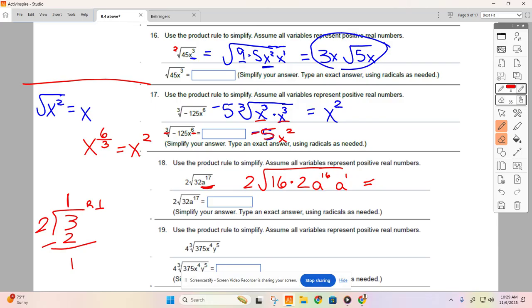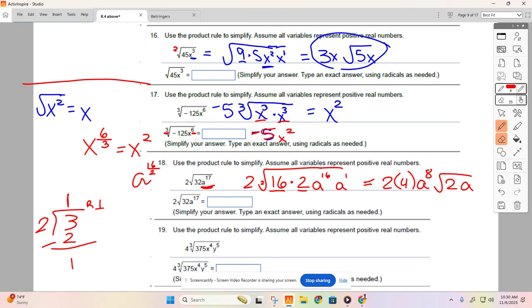Now when I take out, I have my 2 that's out here. The square root of 16 is 4. The number that's still left under the radical is 2. When I take a to the 16th power, what I'm really doing, and I'm going to go off to the side to show this, is dividing it by 2 because that's what root I'm taking. It's going to be a to the 8th on the outside, and I still have an a underneath. Because you divide it by whatever this root is.